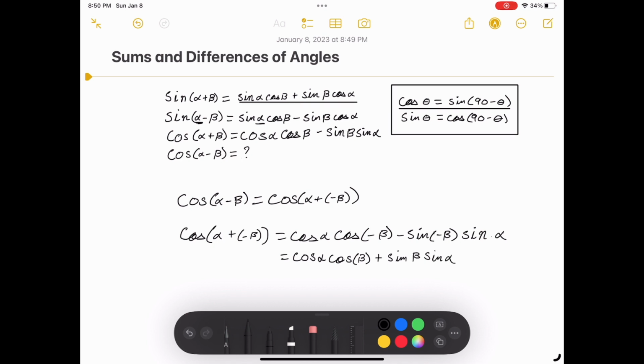And now that we have our equation for cosine of alpha minus beta, I'll write it back at the top, and now you can see all of our equations for each sum and difference of angles trigonometric identity written up top. So we get cosine of alpha cosine beta plus sine alpha sine beta. And those are your 4 sum and difference of angles trigonometric identities.